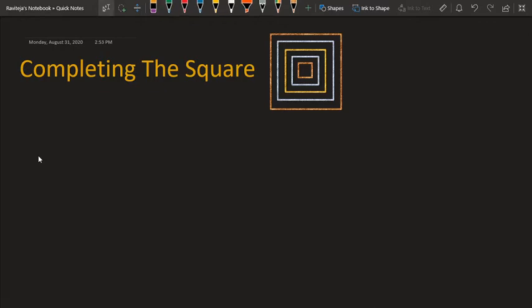Hey everyone, today we will be learning about a new method called completing the square. Completing the square is a method used to simplify quadratic equations and then solve for x. Other methods to do this are factoring and using the quadratic equation, which you already should have learned. And now you'll be learning the third method to accomplish the objective of simplifying quadratic equations and solving for x.